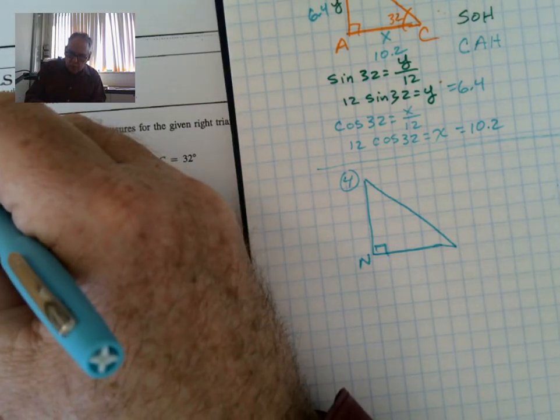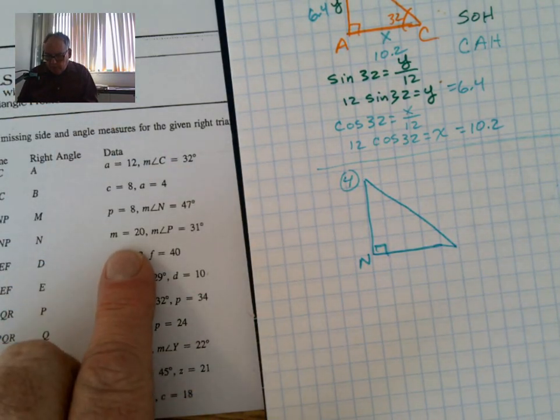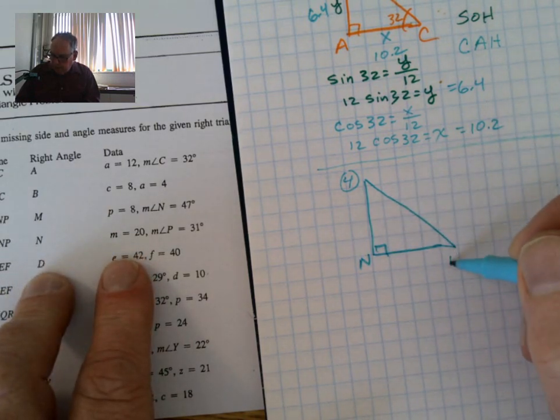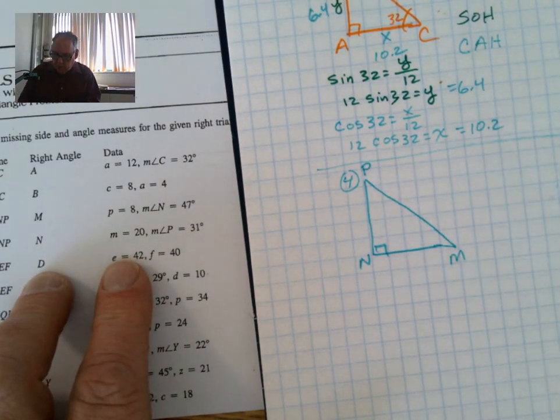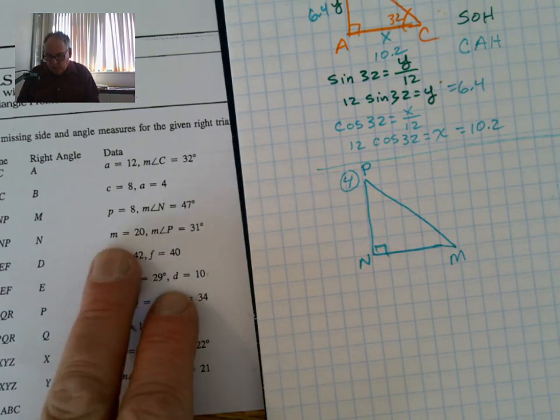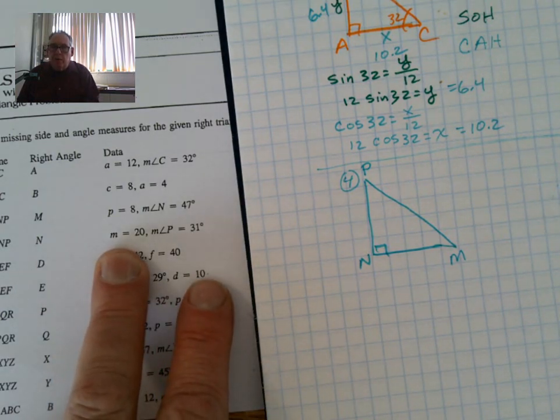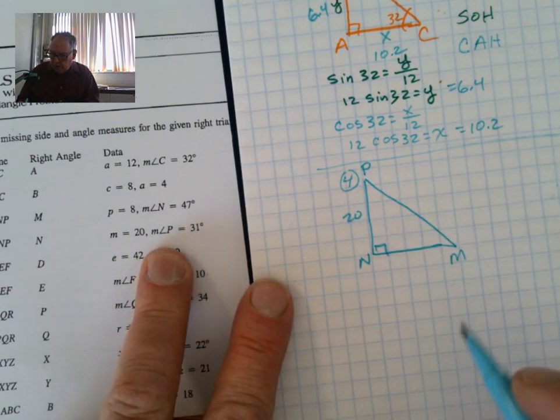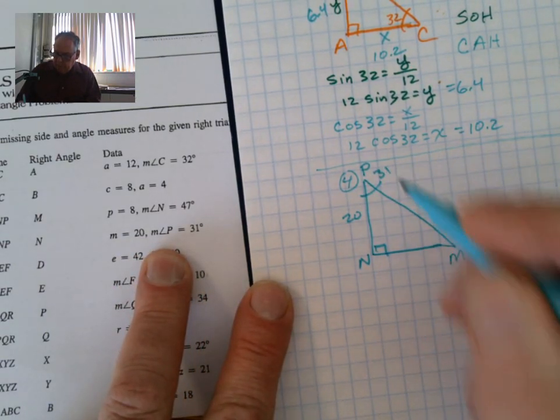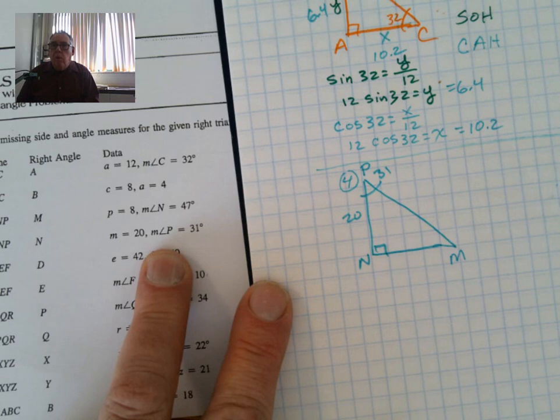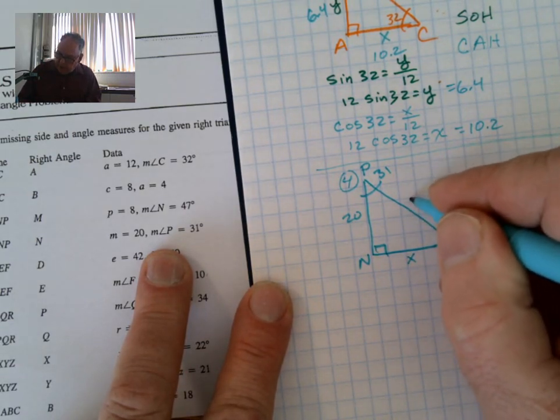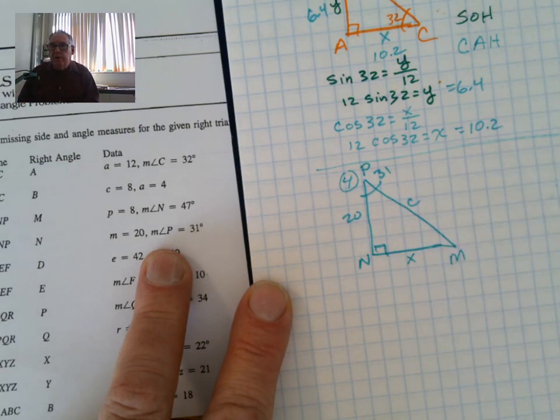So we've done 4. We did 1. The angles M and P can be anywhere else, either one of those others. Little m, the side opposite angle M, is 20, and the measure of angle P is 31. Okay, so we need to find x, and we need to find the hypotenuse. We'll call that C. We need to find those two sides.